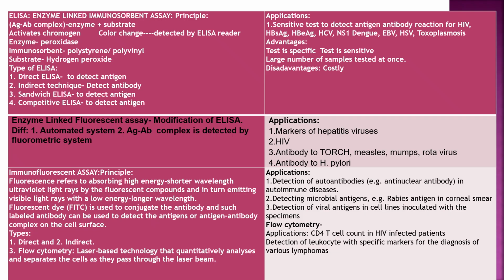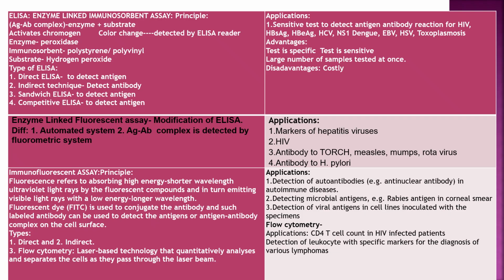Enzyme linked fluorescence assay, a modification of ELISA. It is an automated system, and antigen antibody complex is detected by a fluorometric system. Application: markers of hepatitis viruses, HIV, antibody to TORCH, measles, mumps, rotavirus, and H. pylori. Immunofluorescence assay. Fluorescence refers to absorbing high energy, short wavelength ultraviolet light rays by the fluorescent compounds and in turn emitting visible light rays with low energy and longer wavelength.